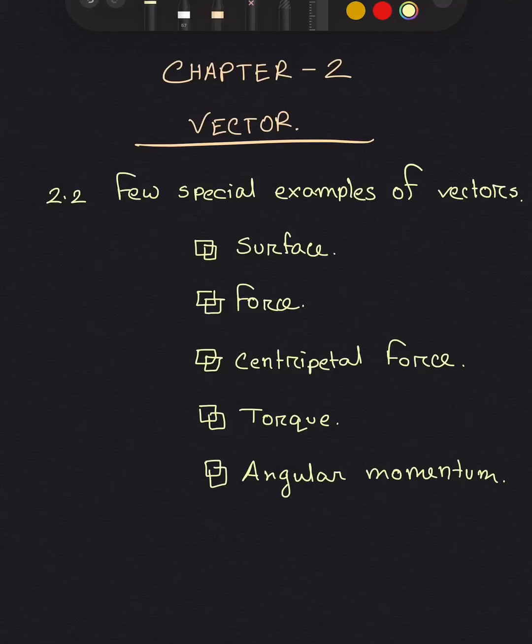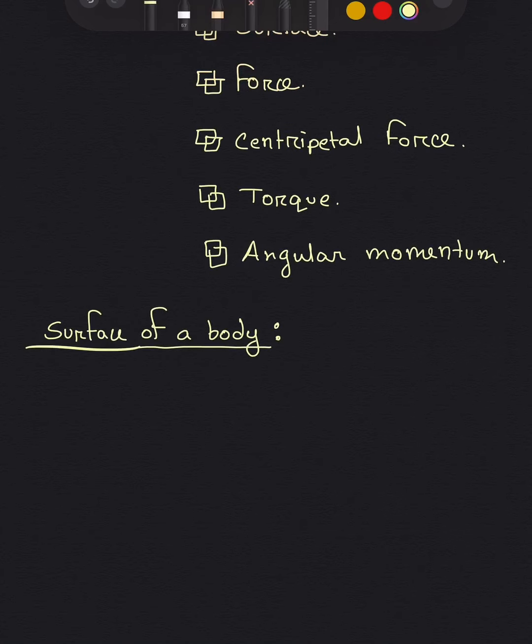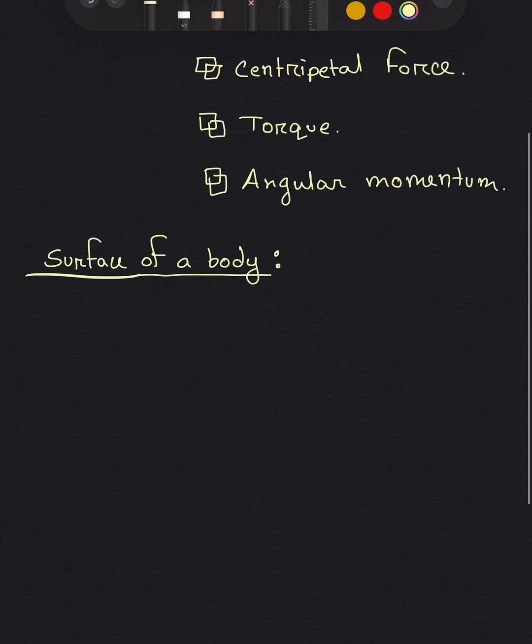In this topic, we will learn about a few special examples of vectors. What are the examples? Surface, force, centripetal force, torque, and angular momentum. Generally, we take the surface of a body as a scalar quantity, but in higher studies or calculation, in case of gravitational field, in case of electric or magnetic field, we take surface as a vector quantity.